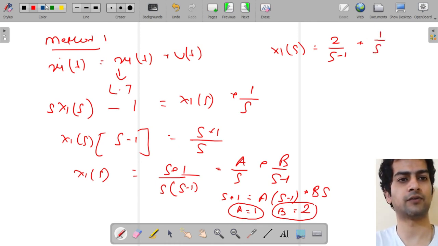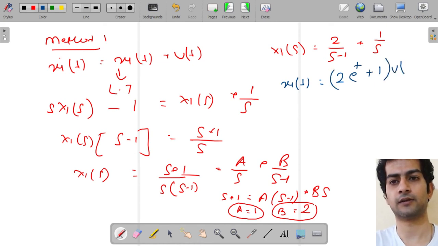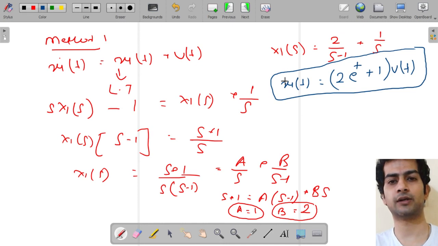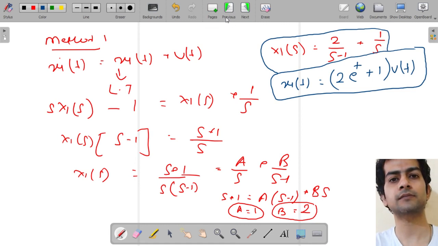Now if we convert it into x1(t), we take the inverse Laplace transform of this, and we will get 2 e to the power t plus 1 u(t). This is x1(t), and this is x1(s).